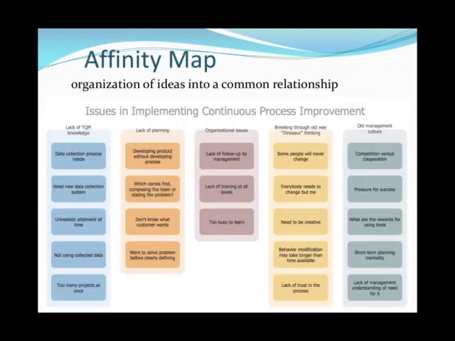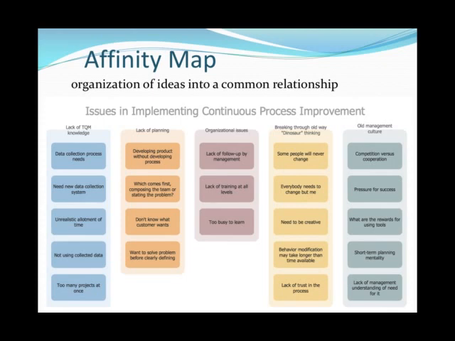So one of the things that you can do when you're defining a problem is make an affinity map, where we're organizing different ideas into a common relationship. In this example, a business is having a hard time implementing continuous process improvement. They're trying to start a way of improving the way they do business in general, but they're having a hard time doing that.